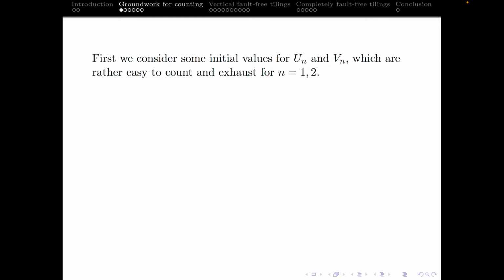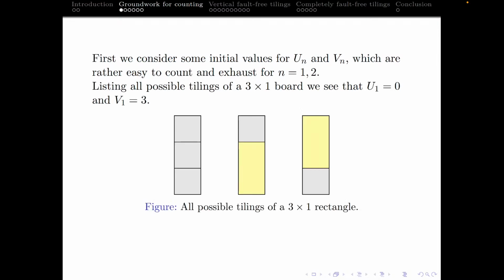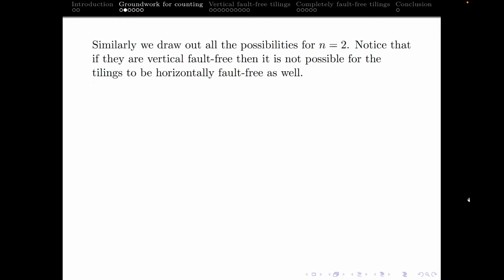So first of all, let's look at some initial values of u and v for n equals 1 and 2. We can just list them out, it is not very difficult. So this is for n equals 1. We can see there are exactly 3 tilings, and all of them are of course vertically fault-free because there is no scope for any vertical fault. And these of course have horizontal faults, so u_1 is not positive, and v_1 is equal to 3.